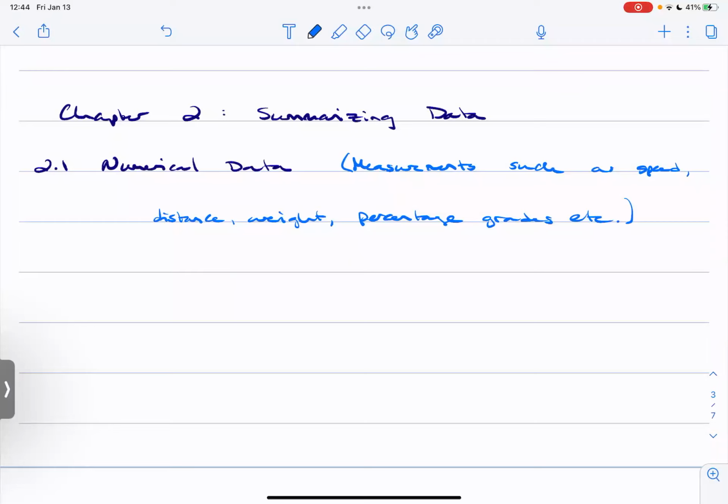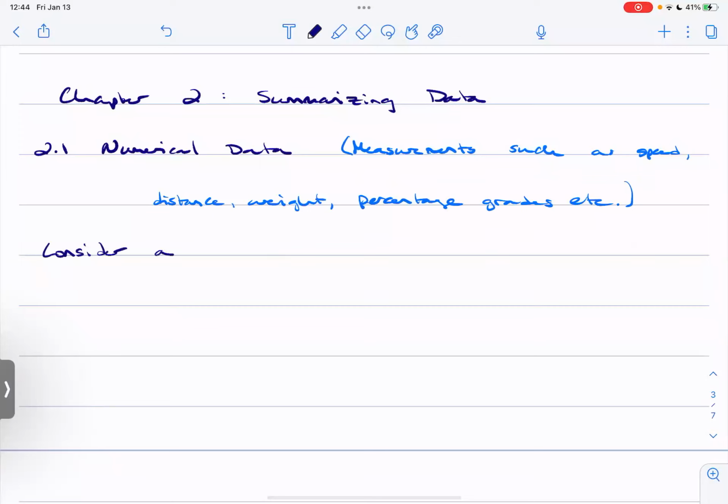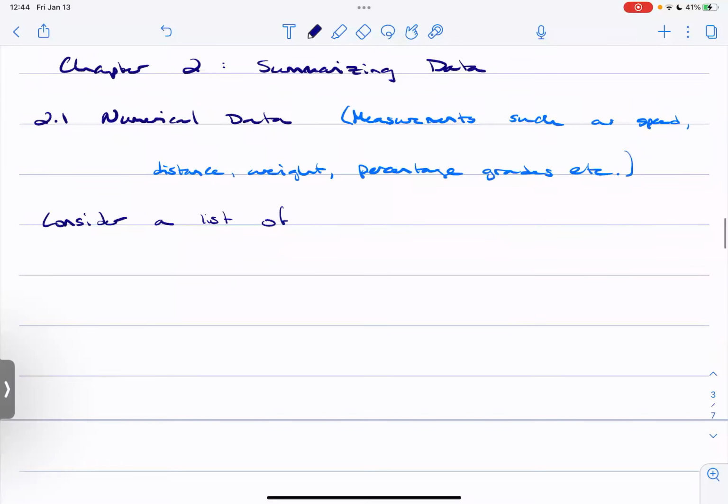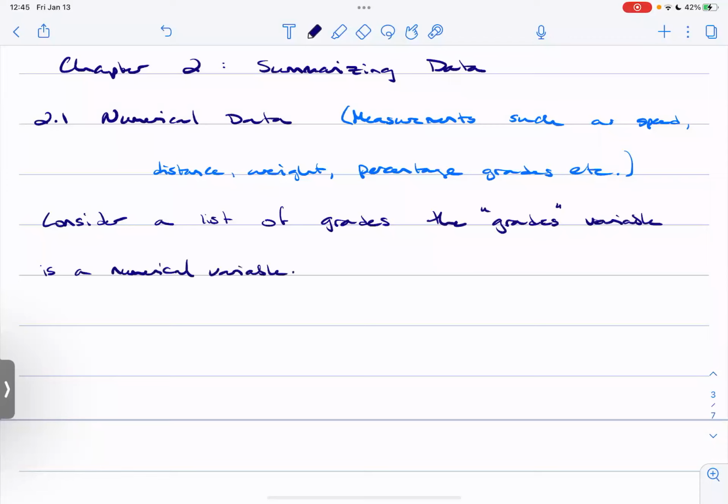So let's talk about grades. That's something that we can easily wrap our head around, right? And so if you consider a list of grades, the grades variable will be numerical, right? The grades variable, and maybe I'll say grades. I can't really italicize it. Usually if it's a variable name, we can italicize it, but I don't write that fancy. Grades is a numerical variable.